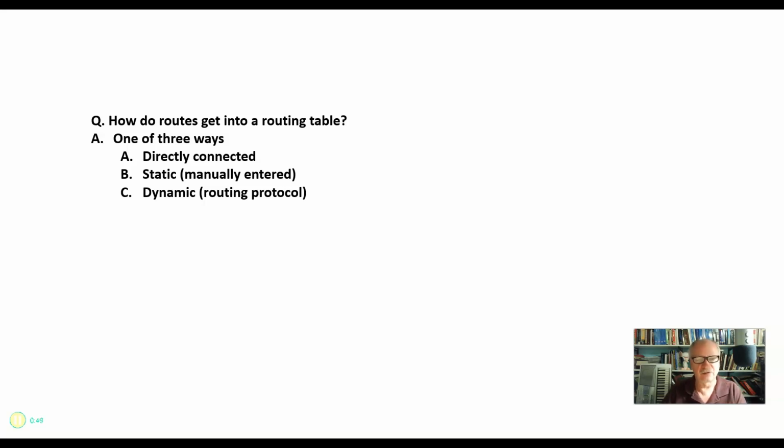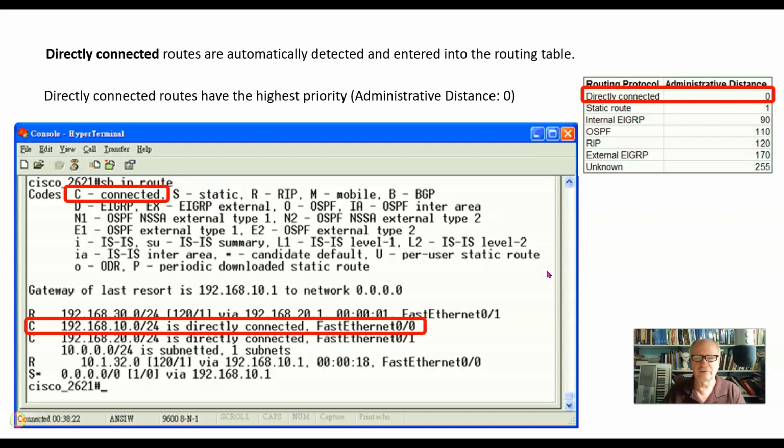It turns out there are 3 ways that can happen. They can be directly connected networks, or they can be statically entered, that is to say, manually entered by an administrator, or they can be dynamically learned through a routing protocol. We're going to be learning about routing protocols this week. Let's take a brief look at all 3 of these.